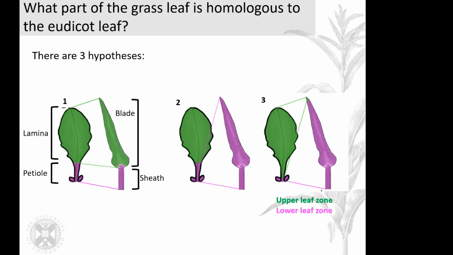And then there was a third hypothesis proposed in the 1940s, that there is an upper leaf zone in green here and a lower leaf zone, and that most of the grass leaf is homologous to the lower leaf zone, and a tiny bit is the upper leaf zone. And this was also based on the venation patterns.